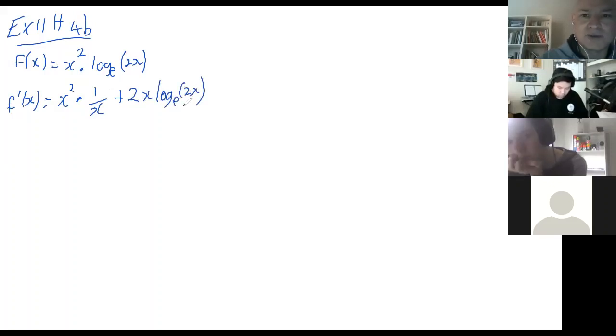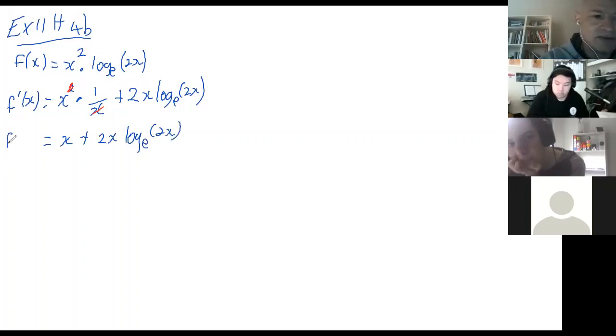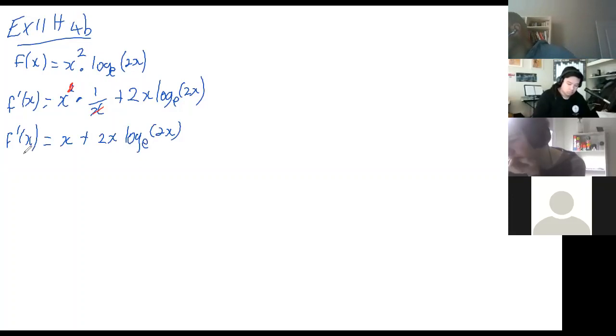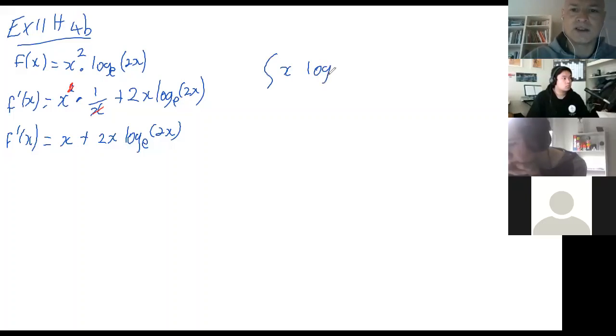I'm going to simplify it, of course, so that cancels with one of those. So I'm left with x plus 2x log e of 2x. That's what f dash of x equals. Then the next part says, hence find an integral. So the integral of x log e of 2x. So when we want the integral of x log e of 2x dx.